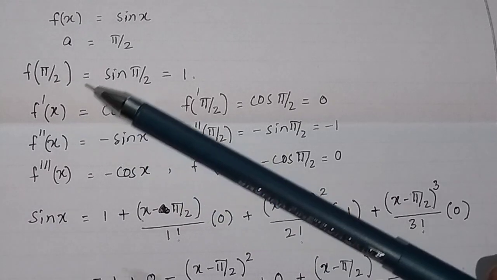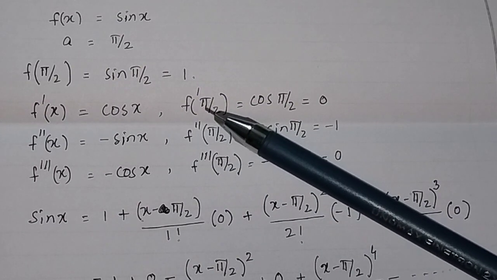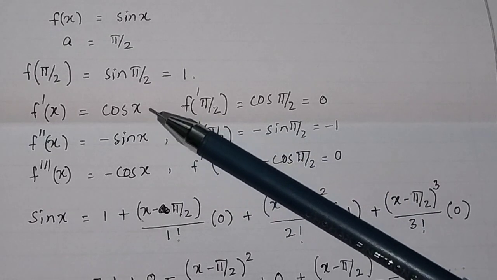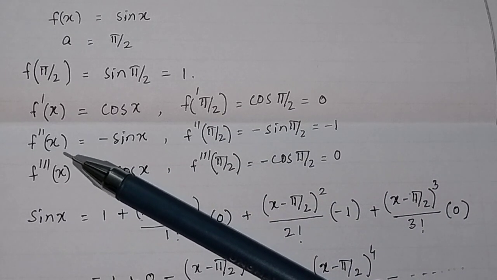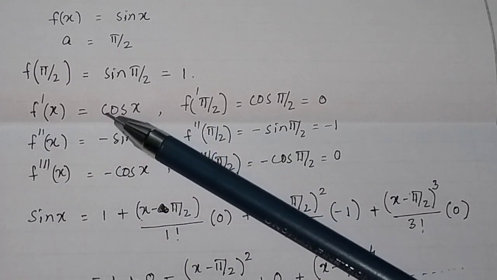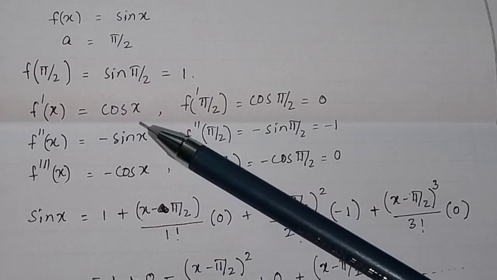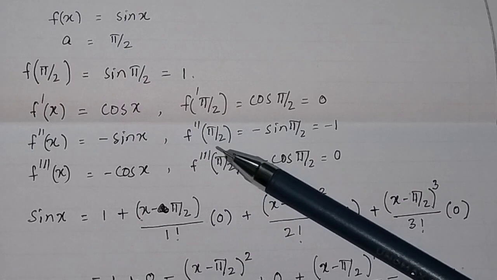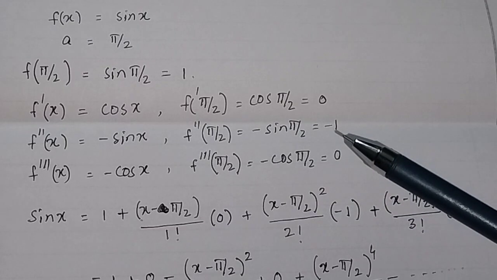So what will be the first derivative of the function with respect to x? That will be equal to cos x, and we need to find the first derivative of the function at x equal to pi by 2. If you substitute pi by 2 here, then cos pi by 2 will be equal to 0. Similarly, the second derivative of the sine function with respect to x, you differentiate this function with respect to x, that is minus sin x, because the derivative of cos x is equal to minus sin x. Then the second derivative of the function at x equal to pi by 2 will be, if you substitute pi by 2 here, equal to minus 1.